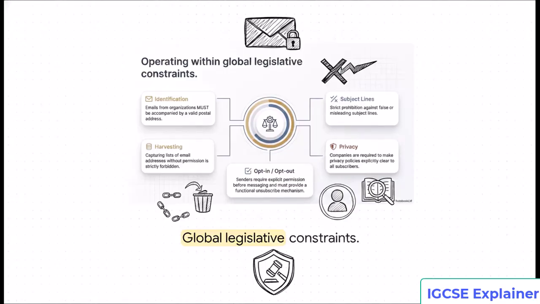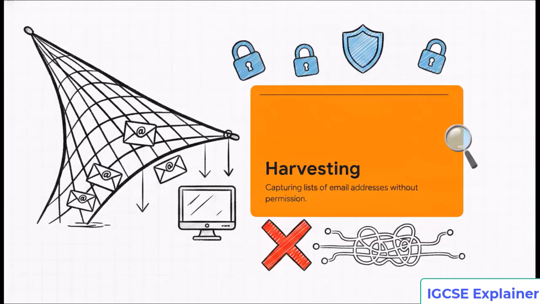You must include a valid postal address. You also need explicit opt-in permissions before messaging anyone, along with a super clear way for them to opt out. And for companies, making your privacy policies crystal clear to all subscribers is a strict legal must. Because of all this, it's absolutely crucial to understand the practices that are strictly forbidden, like harvesting.